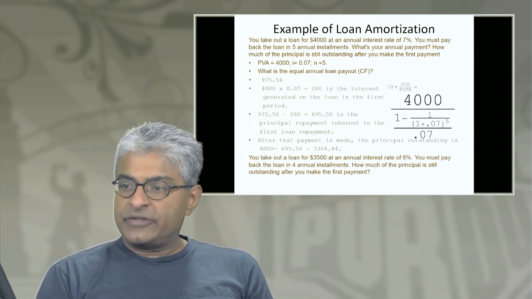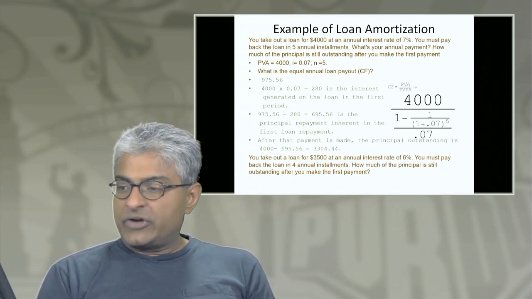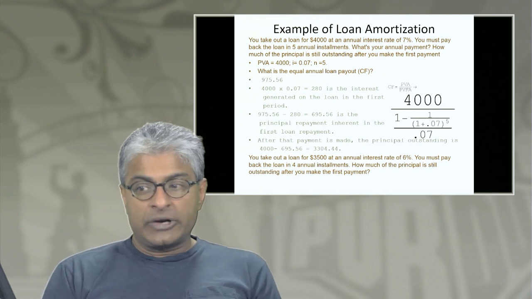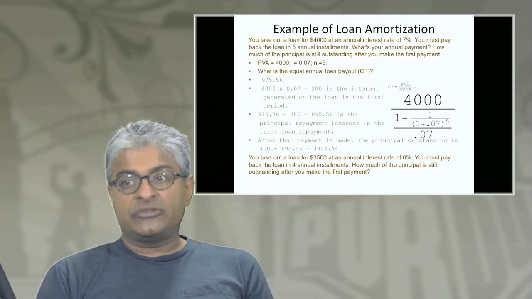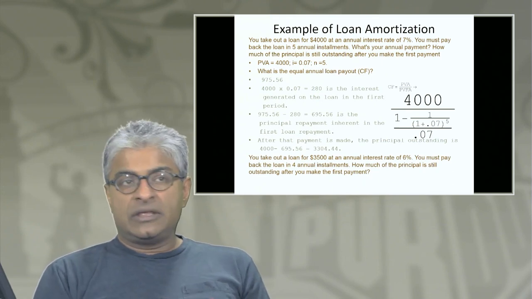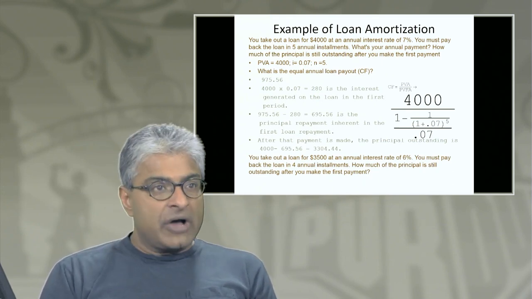So here's another example for you to practice on, and that essentially applies the same principles. You take out a loan for $3,500 at an annual interest rate of 6%. You must pay back the loan in 4 annual installments. How much of the principal is still outstanding after you make the first payment? Just follow the boilerplate in the above example and you should be fine. Good luck.